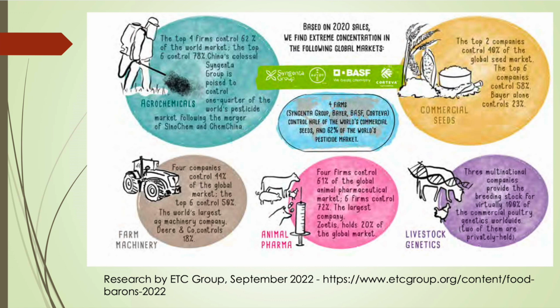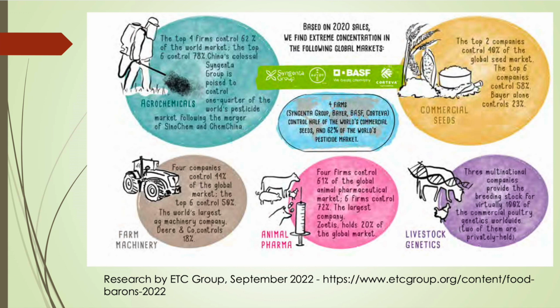And if you look at the first round, it shows you, it's a very recent research by ETC Group, which has been making this research for 10 or 20 years, and each 10 years they update their data. And we saw that the top 4 agrochemical firms control 62% of the market for agrochemicals. You have 4 firms, Syngenta, Bayer, BASF, and Corteva, which control half of the world commercial markets and 62% for seeds and 62% for pesticides.